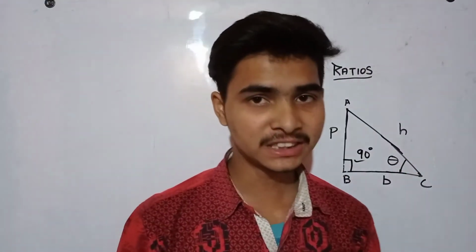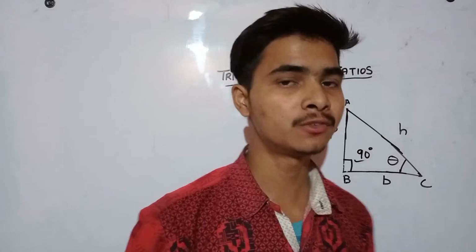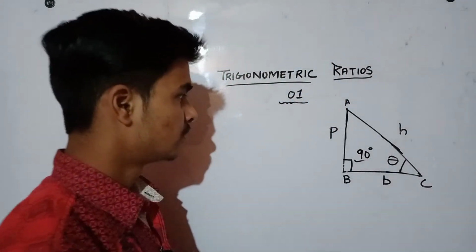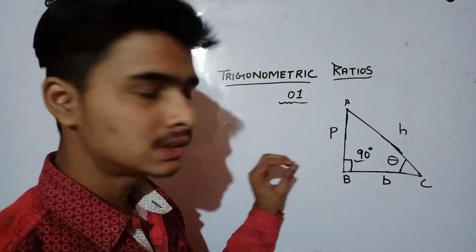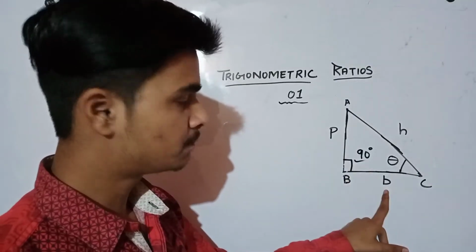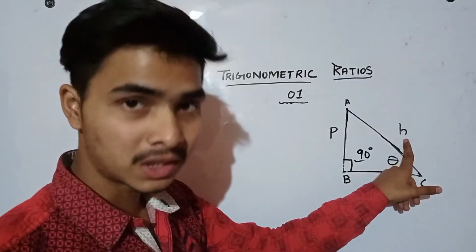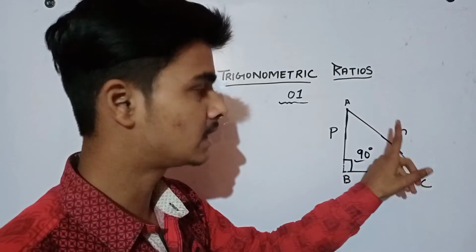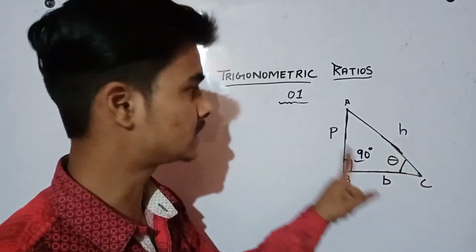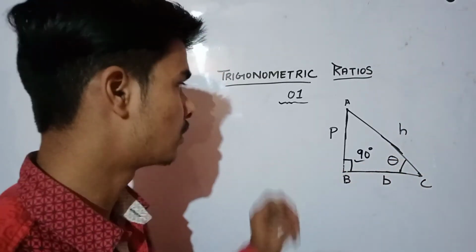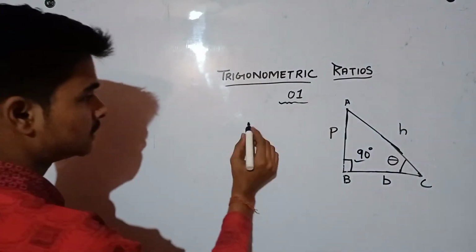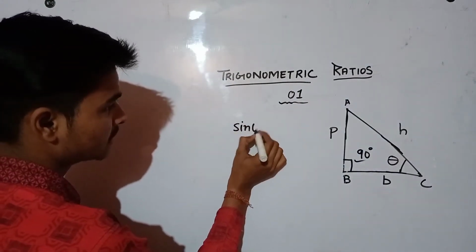Okay, so now let's see the various ratios which are involved in this chapter. First of all, I have denoted P as perpendicular, B as base, and H for not height but hypotenuse. Remember it: H is for hypotenuse, B is for base, and P is for perpendicular. The first ratio is sine theta.